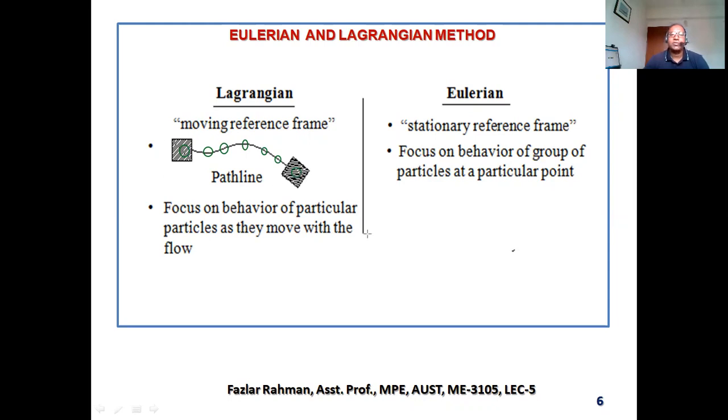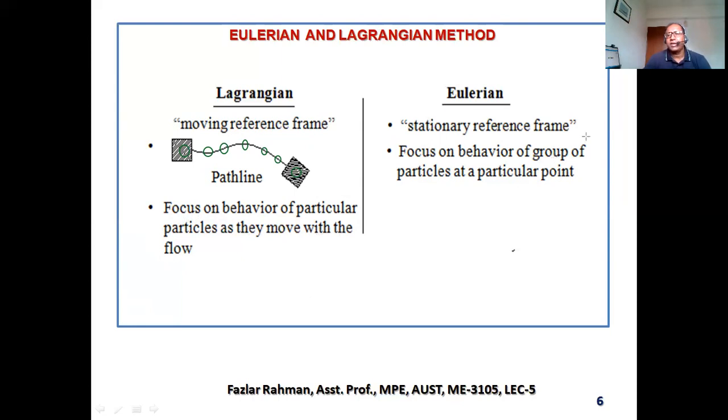So he is moving through a path. You are observing him, or observing a fluid particle, through the path of the fluid particle. That is called the Lagrangian method. Focus on the behavior of a fluid particle as it moves with the flow. That means you are looking throughout the path of the fluid flow.